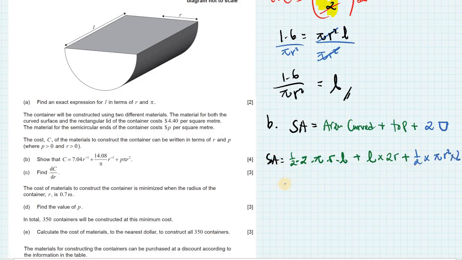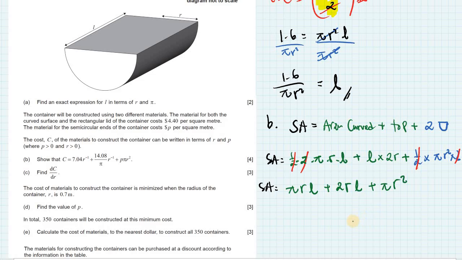Let's simplify this. The half and 2 cancel each other, and with this one as well, half and 2 cancel each other. So we will end up with surface area equals pi r L plus 2rL plus pi r square.